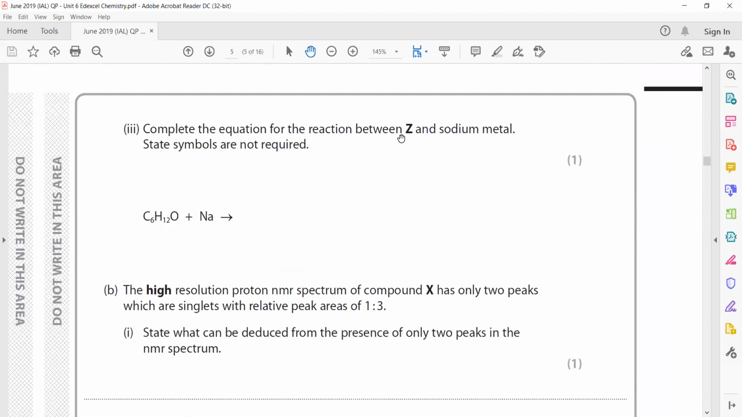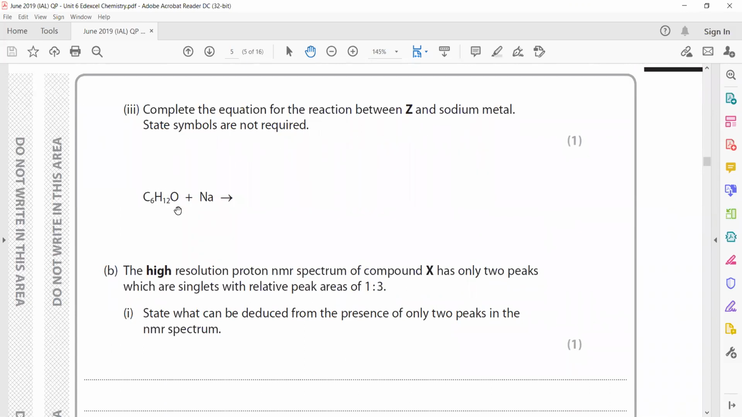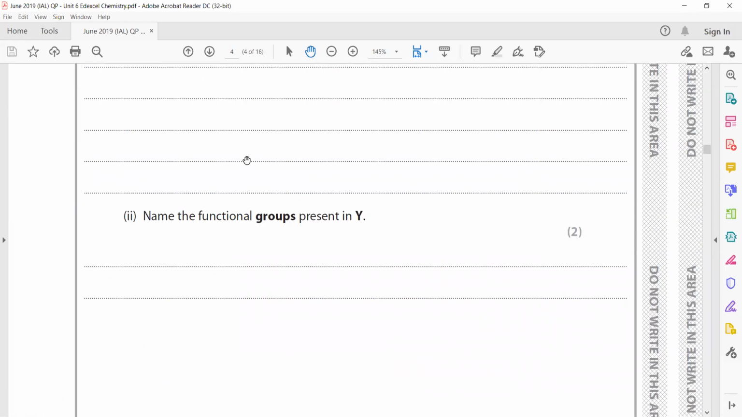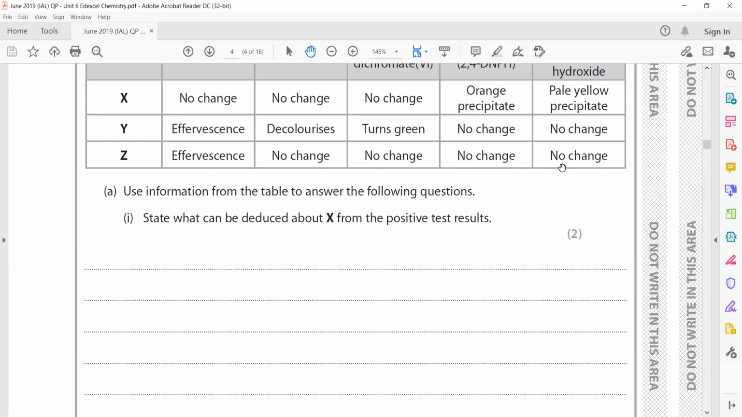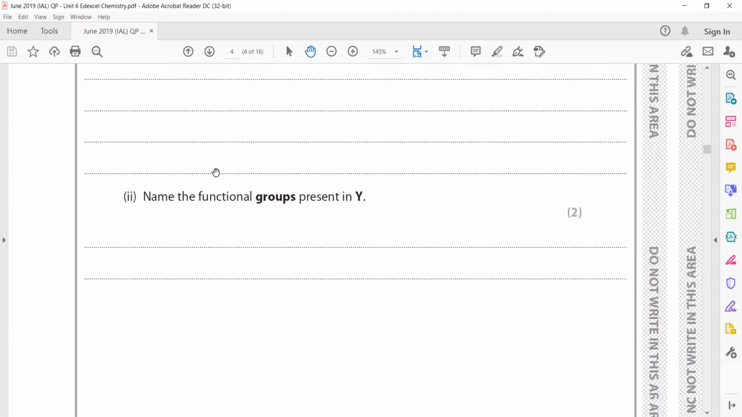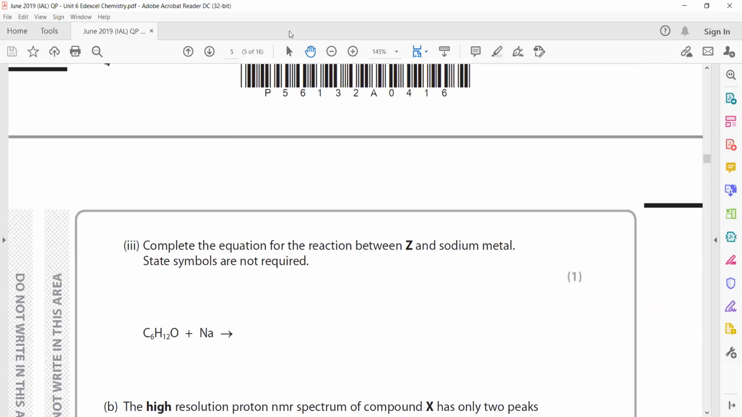Complete the equation for the reaction between Z and sodium metal. So Z and sodium metal, what is Z? It is giving effervescence, so it means it is an OH group. And when sodium is reacting, it will form a precipitate, the temperature of the solution will increase, and one of the hydrogens will be replaced by sodium.